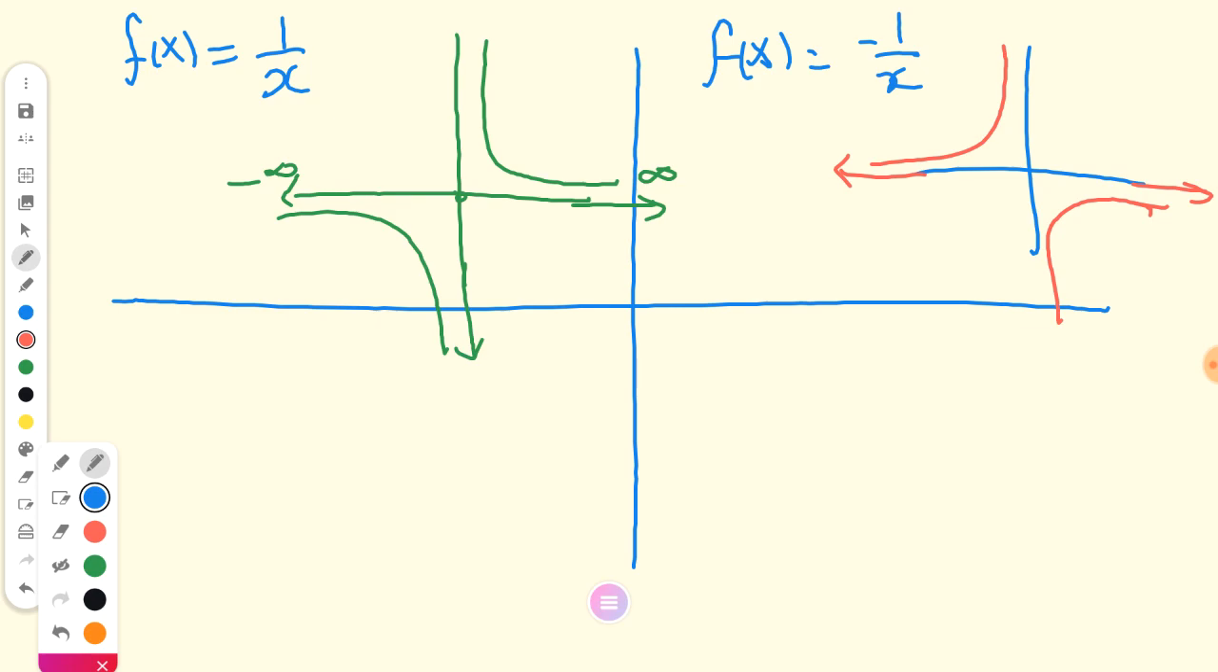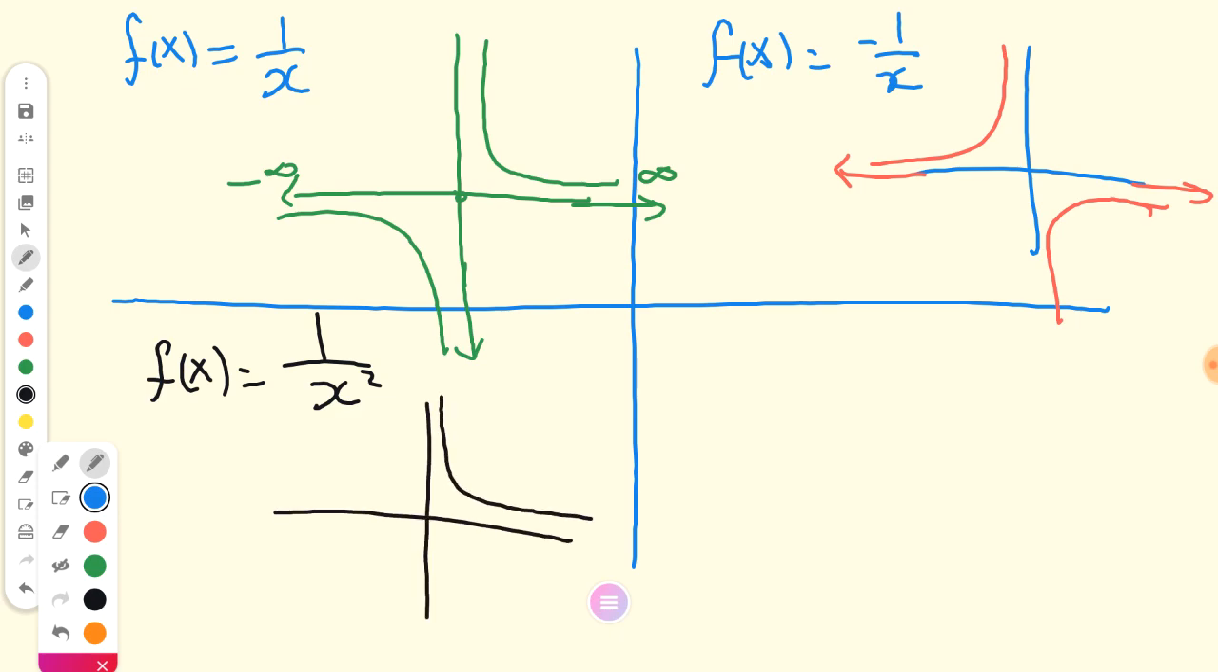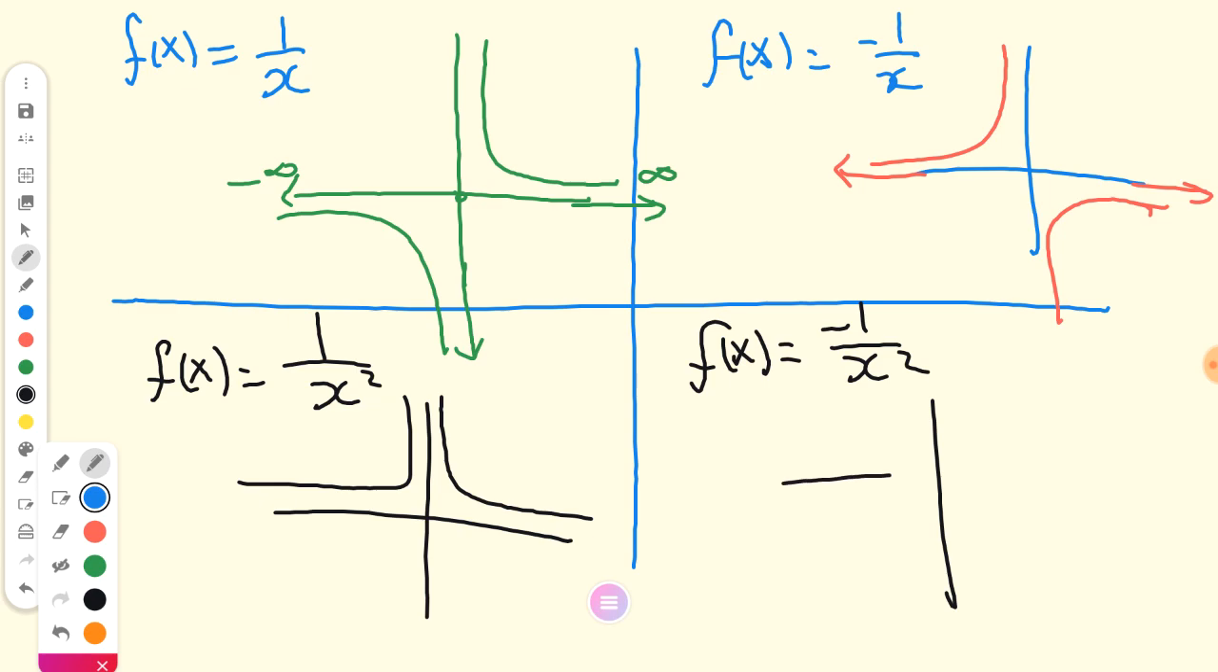Here, the other function f(x) equal 1 over x squared. Sometimes it's better for you to use the sketch of the function. It will save time in the solution. It is drawn in the first quadrant and the second quadrant. You have to remember these sketches. Negative 1 over x squared is drawn in the fourth and third quadrants.